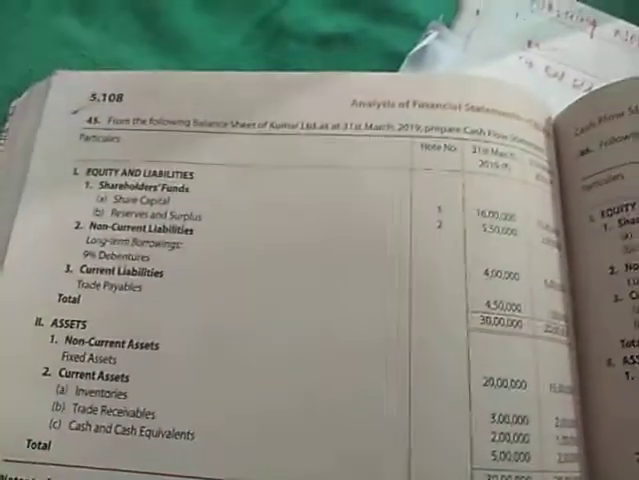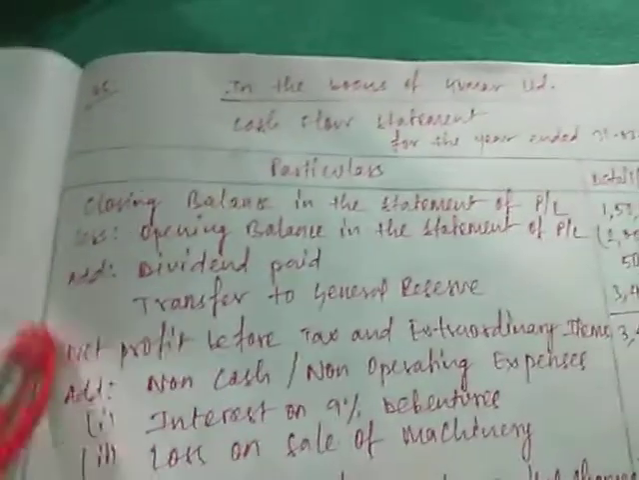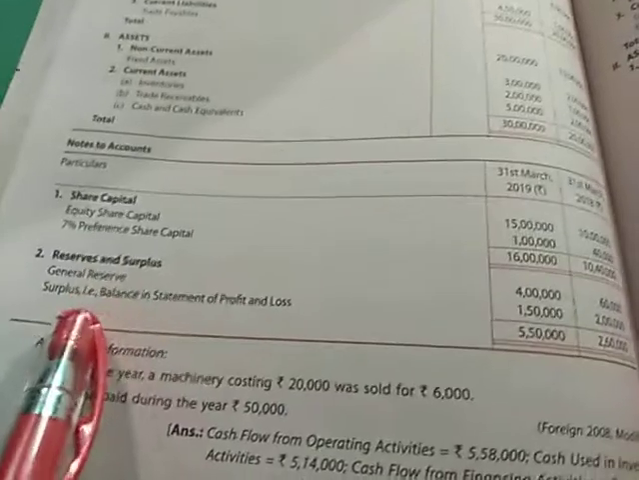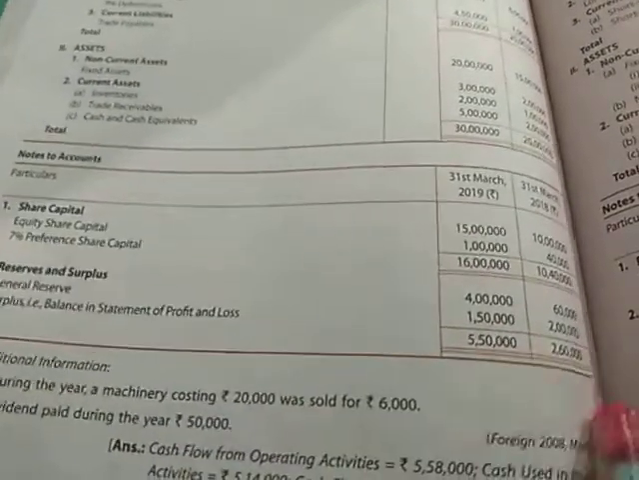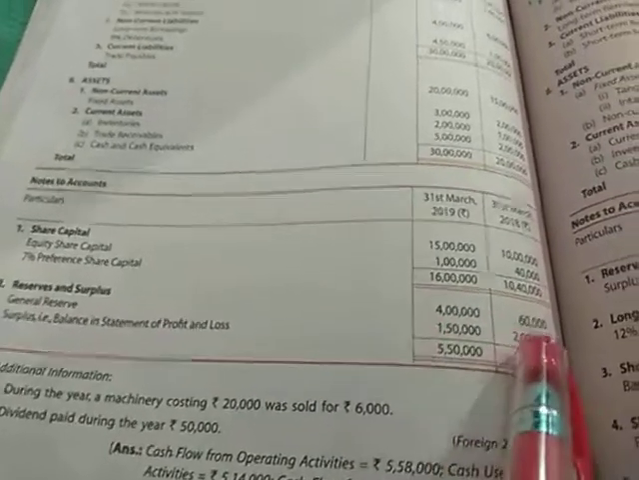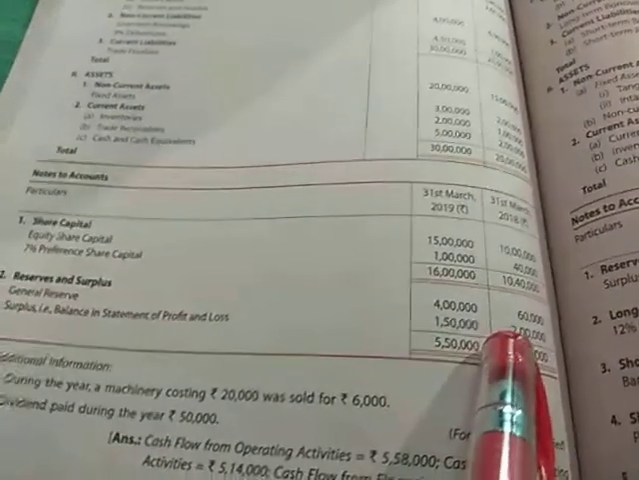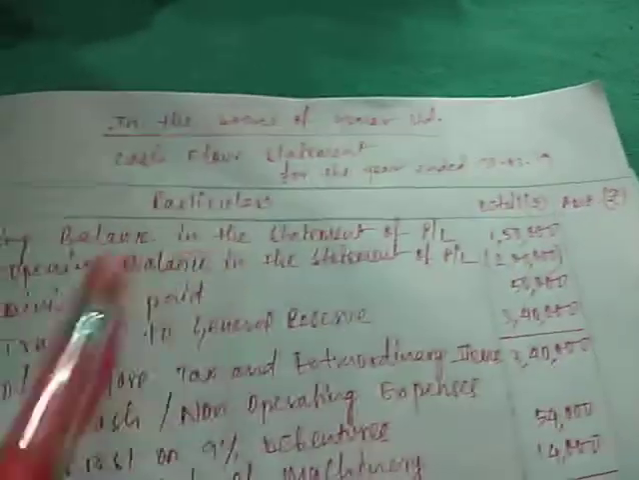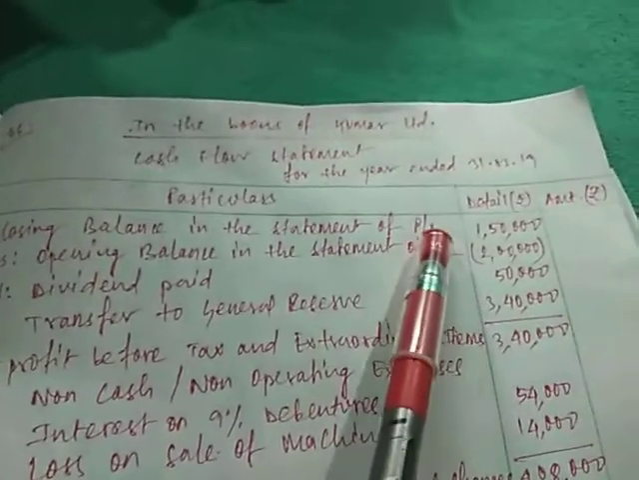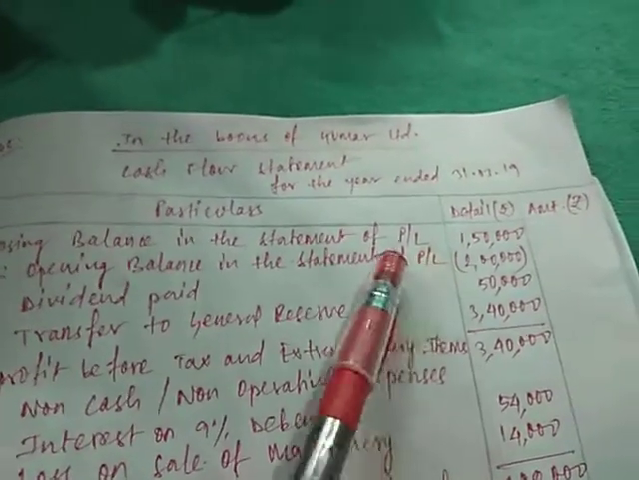This was the balance sheet given in the question. First of all, we'll write the closing balance in the statement of PL. Let us see what the closing balance in the statement of PL is. Here you can see surplus balance in statement of PL, closing 31st March 19, it is 1,50,000 and at the beginning it is 2 lakh for the previous year. So closing it is 1,50,000. From closing we subtract the opening balance of statement of PL, which is 2 lakh. 1,50,000 minus 2 lakh gives you negative 50,000, that we have not written.